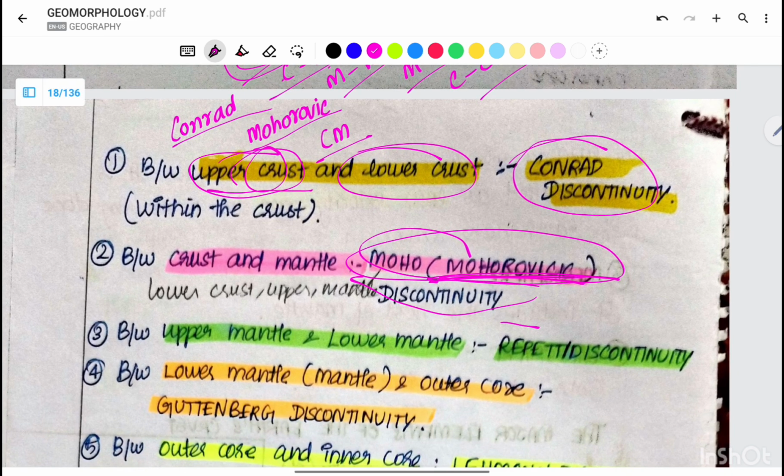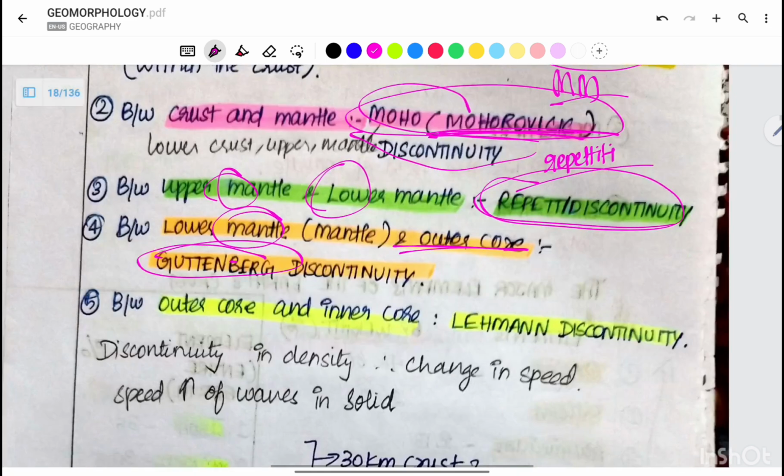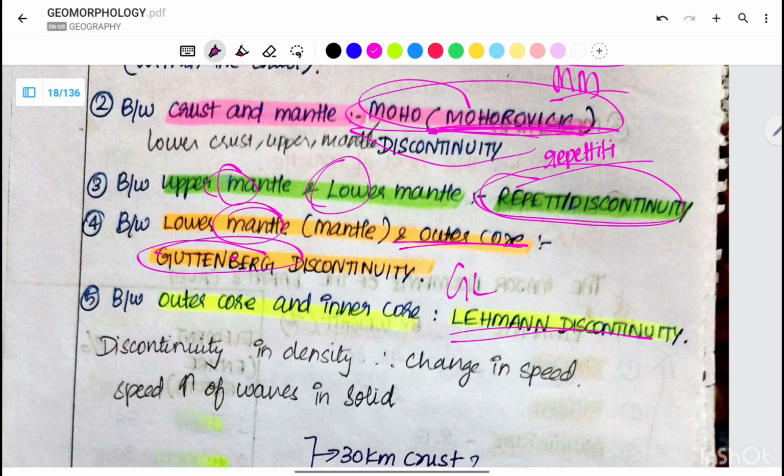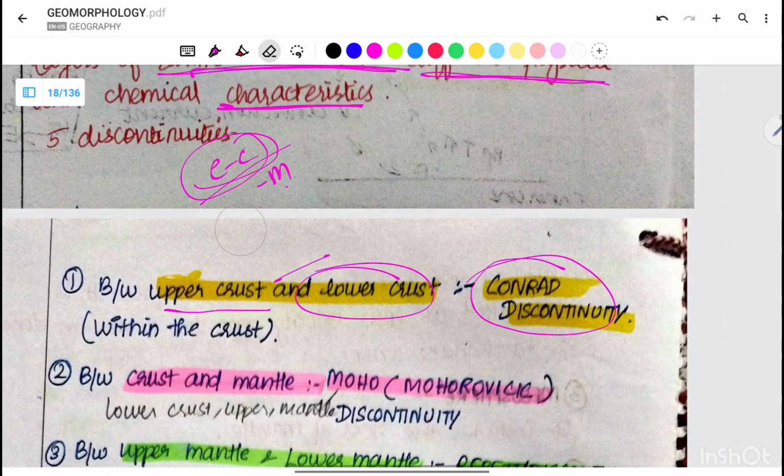Between the mantles, we have repetitive discontinuities. M and M is repeating, right? Repetitive discontinuity. Then between the lower mantle and the outer core is the Gutenberg discontinuity, and then the Lehmann discontinuity. Discontinuity refers to a change in the speed, because at the discontinuity the speed of the waves is going to change.